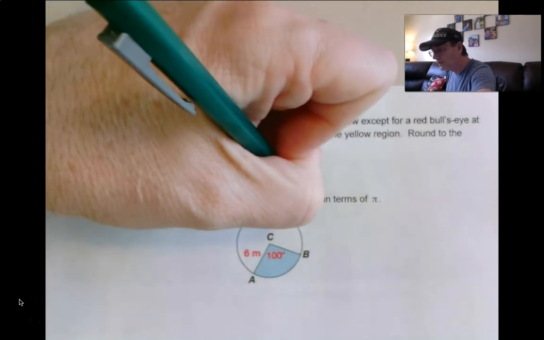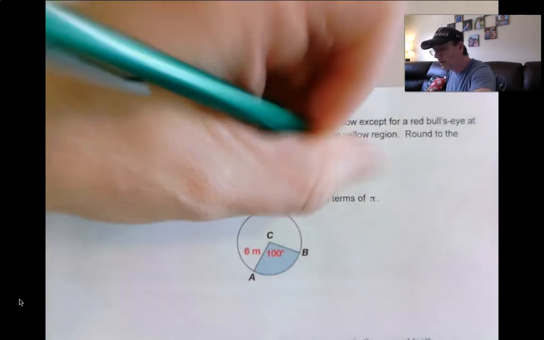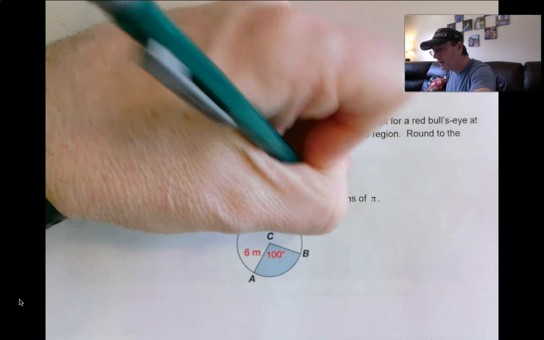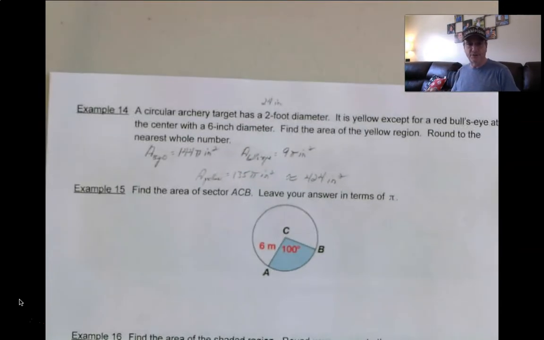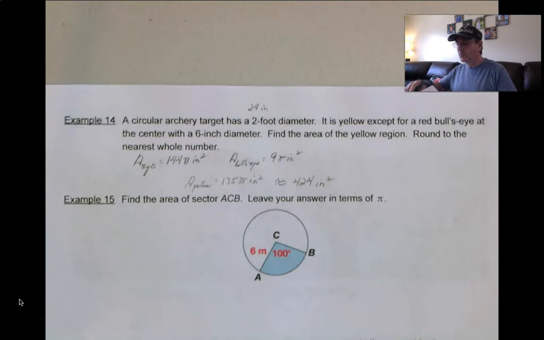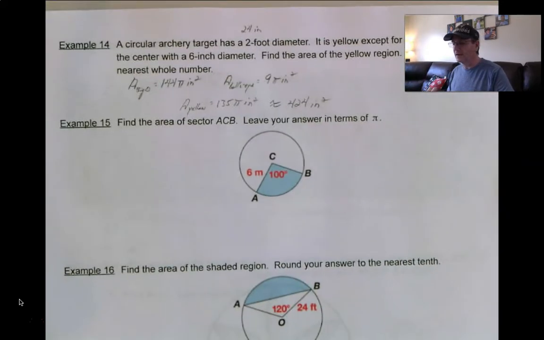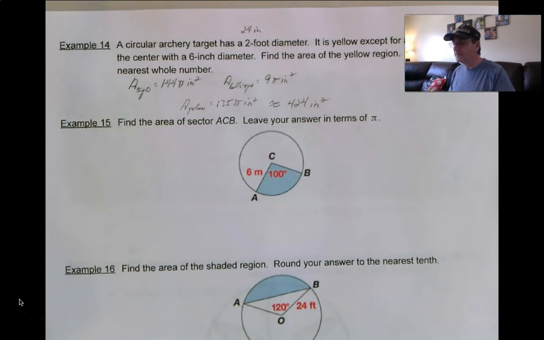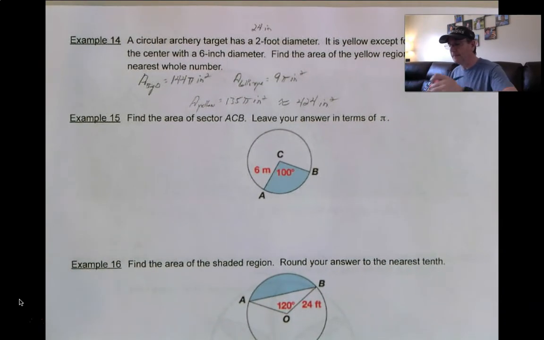So 424 square inches, or inches squared. Problem number 14. Problem number 15, find the area of sector ACB. Leave your answer in terms of pi.